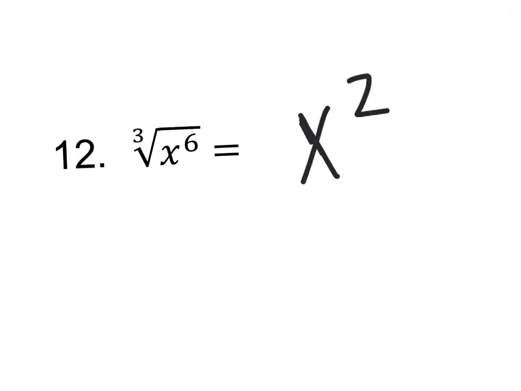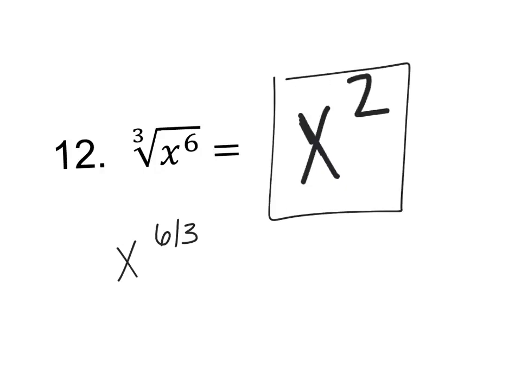Because if you have 6 x's on the inside, you're looking for groups of 3. How many groups of 3 can you come up with? 2. And you could also think of this as rewriting it as x to the 6 over 3 power, and 6 divided by 3 is 2. So I end up with x squared.